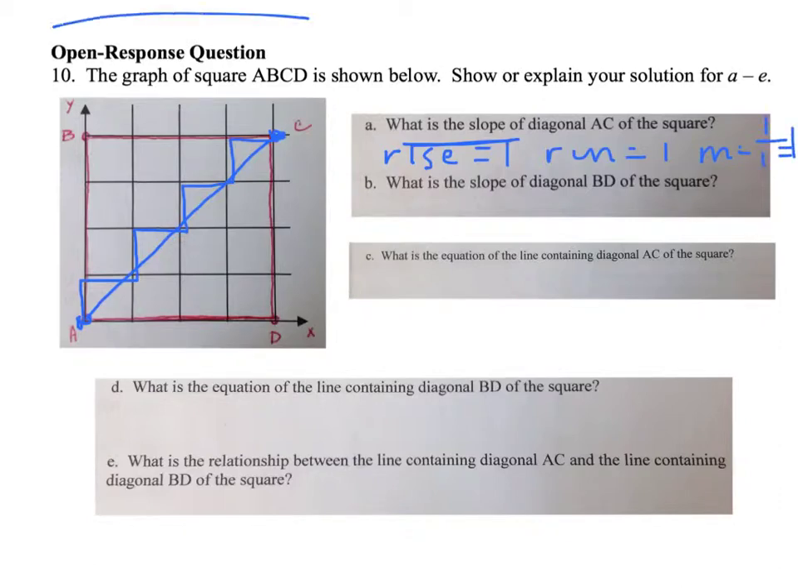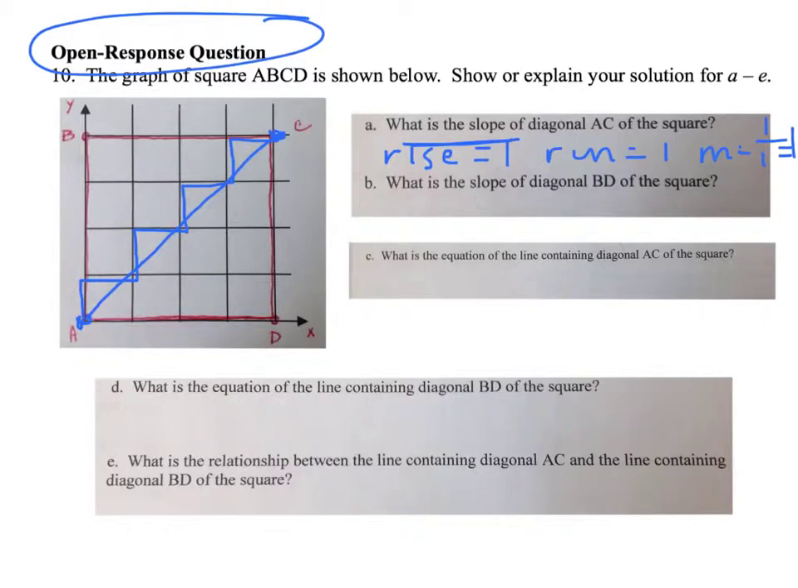Remember, if it's an open response question, you need a sentence stating the diagonal of AC has a slope of 1. I'll import the sentences at the end, so the last slide you'll see in this section will be A, B, C, D, and E's sentences as final answers.